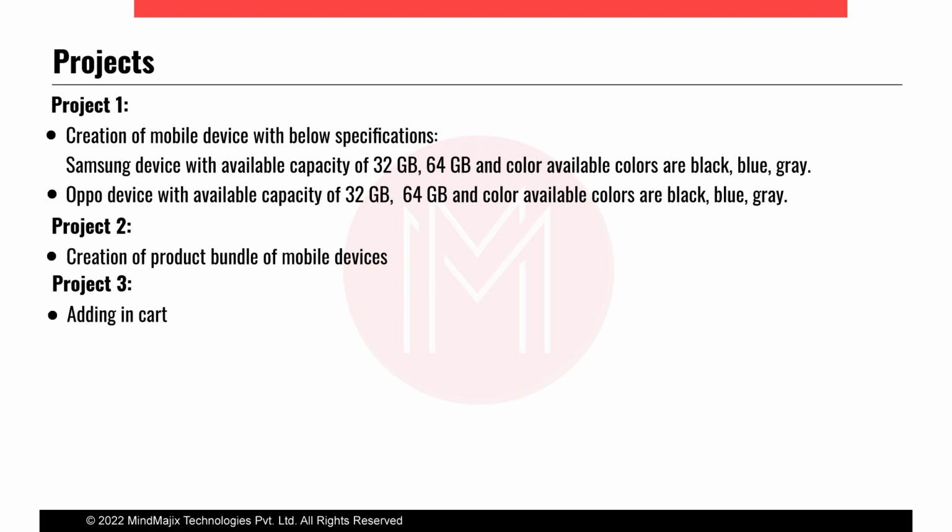For today's session, I have planned a project. In the project, we have a mobile device creation. Just for example, we have taken a Samsung device and an Oppo device. The specifications will be the capacity of 32 GB, 64 GB, and these are the available colors. The same specifications we have planned for the Oppo device: capacity is 32 GB, 64 GB and some colors. Then we'll create a product bundle of the mobile devices, and in the end, we are going to add it in the cart.